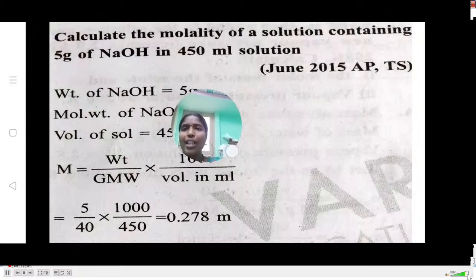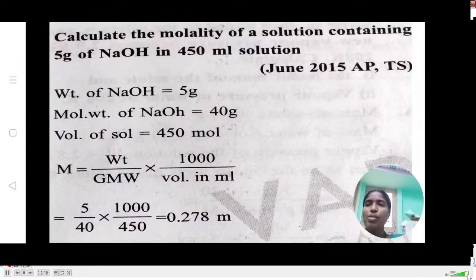Next, go. Calculate the molarity of the solution containing 5 grams of sodium hydroxide in 450 ml of the solution. So here it is not molarity, it is molality.